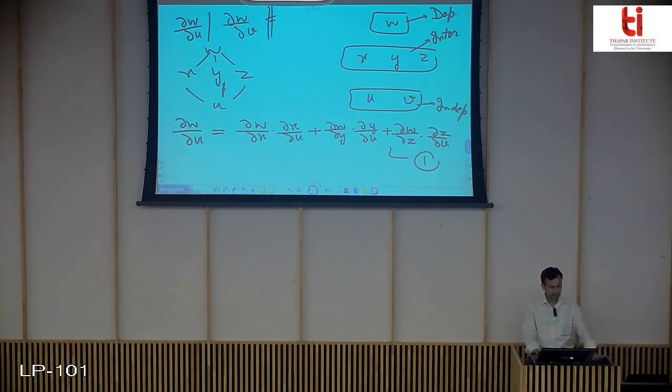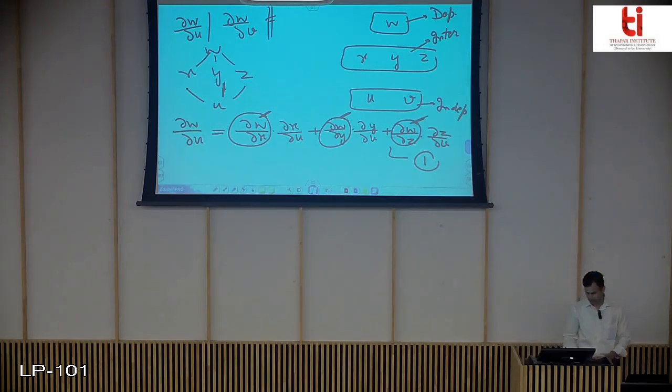Now let us first work out this and see what we need to find. We need to find the derivative of w with respect to x, derivative of w with respect to y, and derivative of w with respect to z. So these are the first three things we need to find. Let us do it one by one.